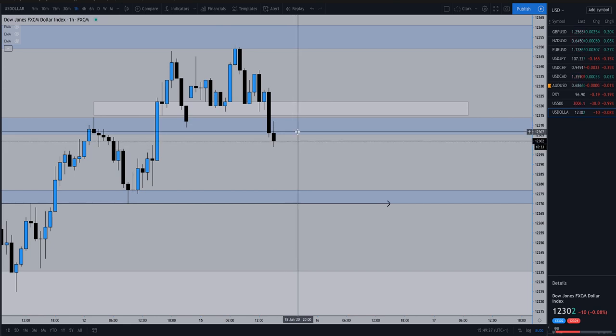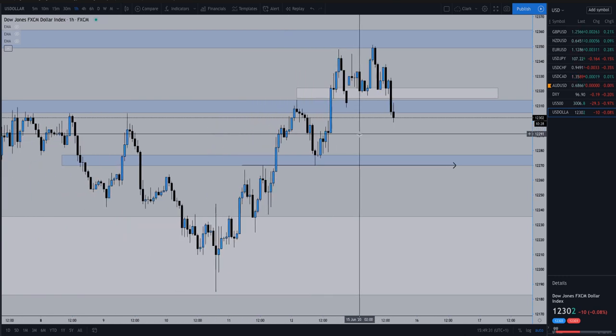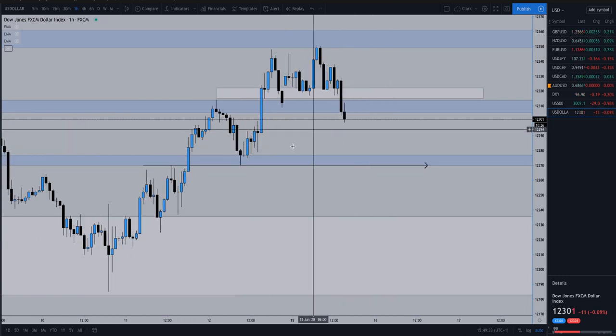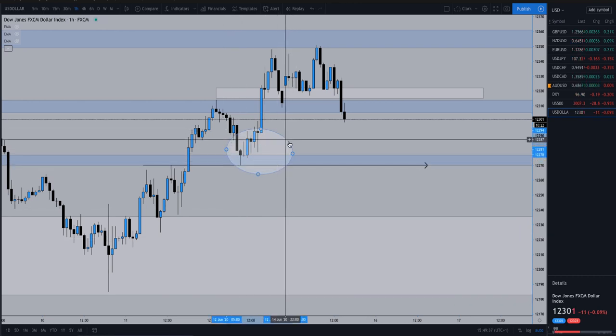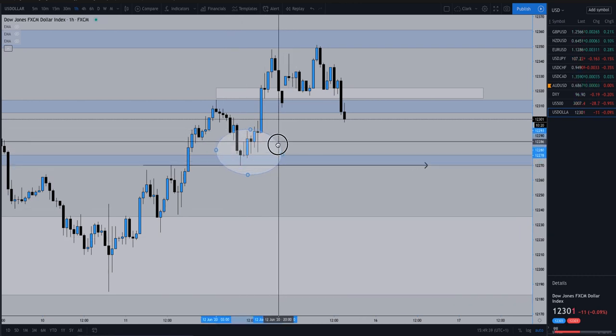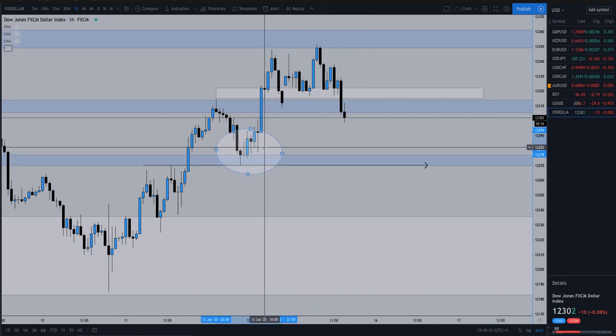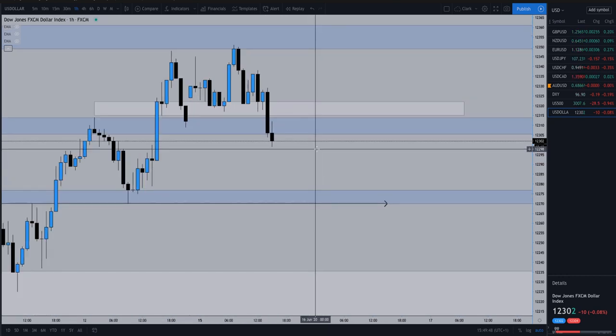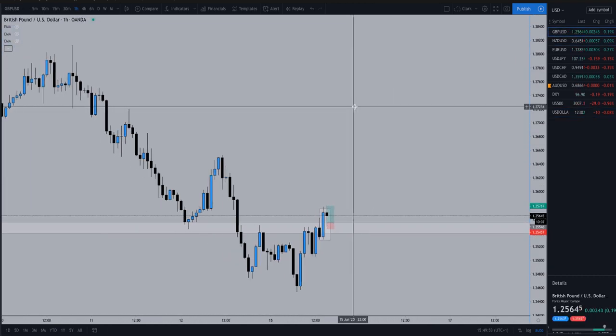That's when you want to get in. And then you can expect it to go down to the next lows. It's going to retest these lows. It needs to, to see what's going on, to see if there are orders, if there are buyers, if there's demand. Same thing with GU.